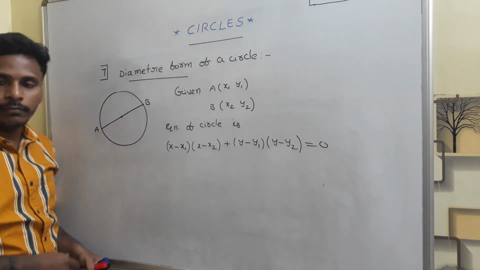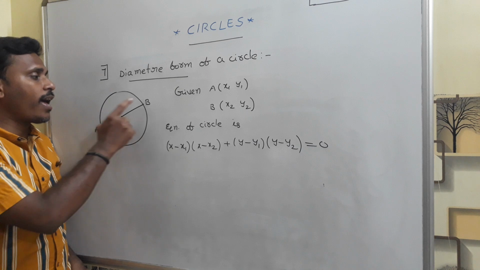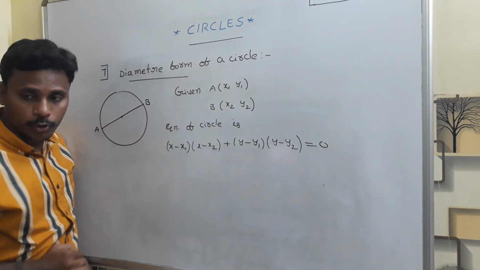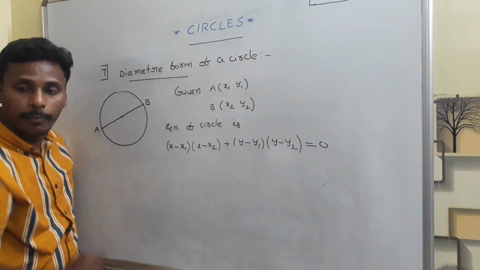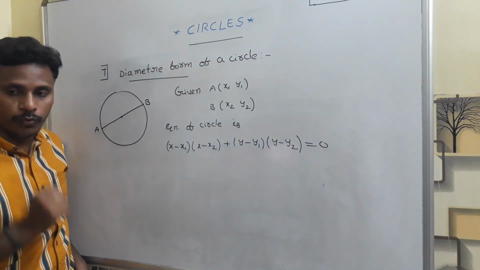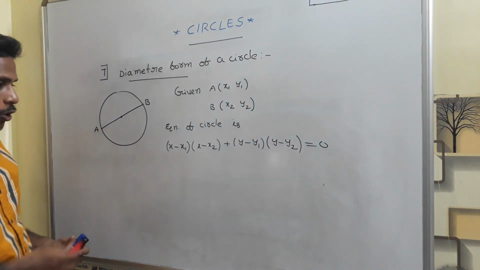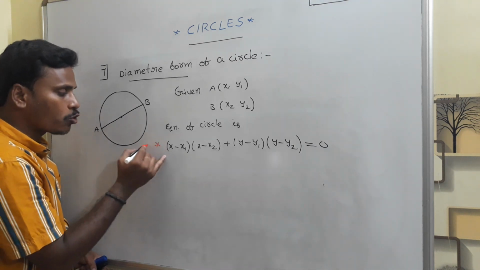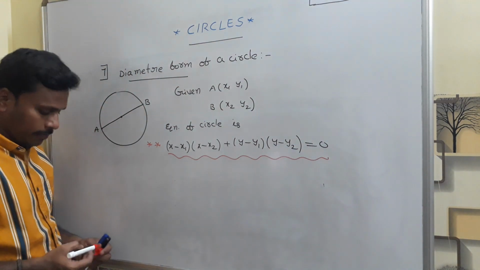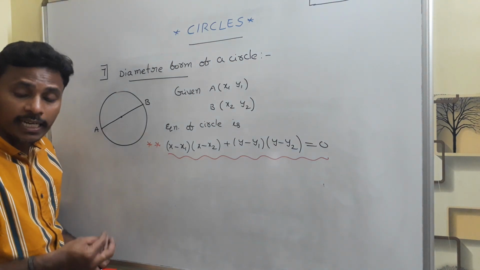If you have a circle whose one of the diameters is AB, there are many diameters in a circle, and the endpoints of the diameter are given as A (x1, y1) and B (x2, y2), then using those two to find the equation of the circle, this is the form: (x minus x1) into (x minus x2) plus (y minus y1) into (y minus y2) is equal to 0. If the task is to find the equation of the circle, directly we will use this one.